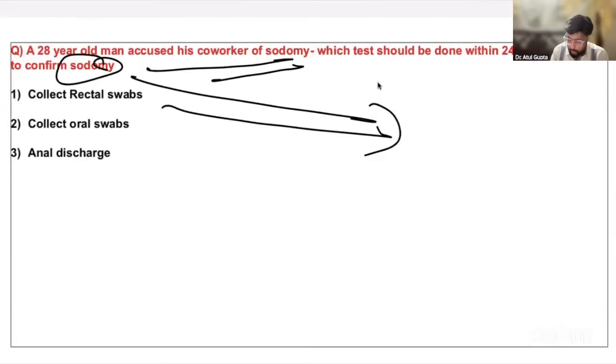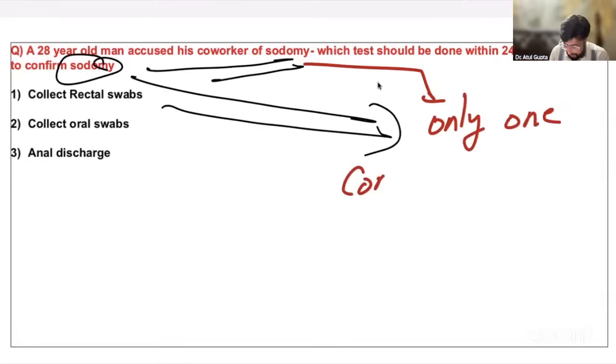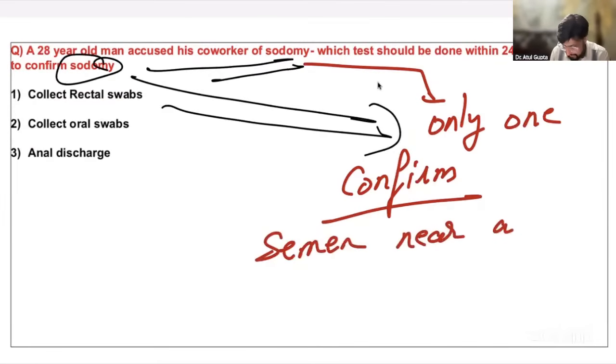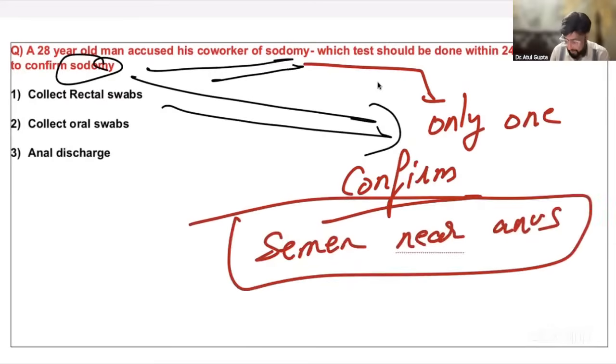So how will they confirm sodomy with only one test? See, there are many signs of sodomy, like lateral traction test is positive, loss of perianal fold, all those things. But those are not confirmatory. What is confirmatory? Confirmatory is only one thing, when you can detect the semen near the anus. That is the only confirmatory thing. All other things will be suggestive. They will not be confirmatory.